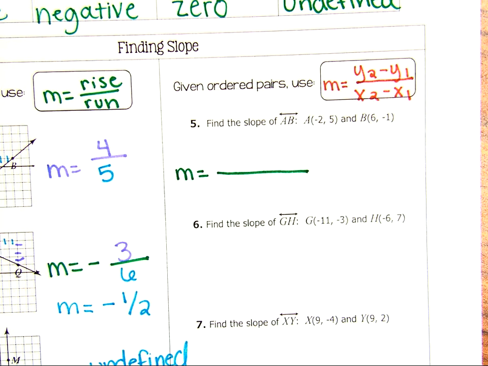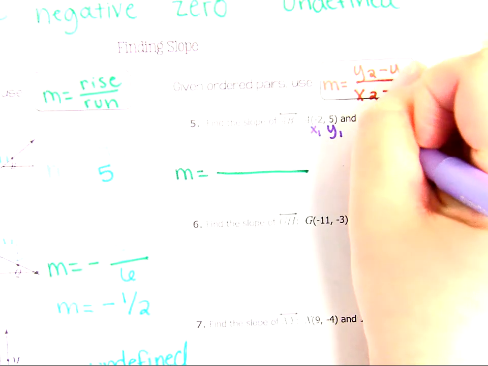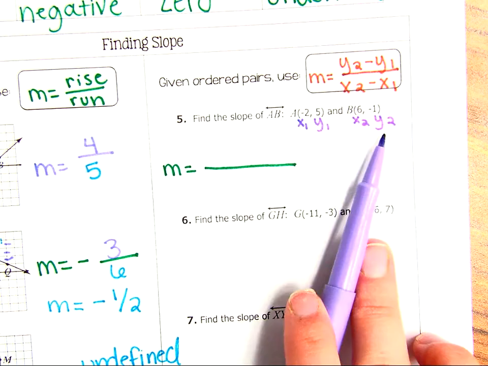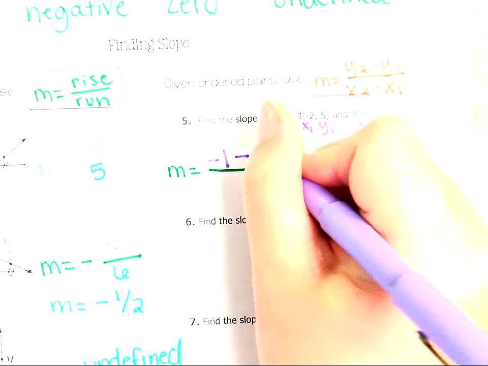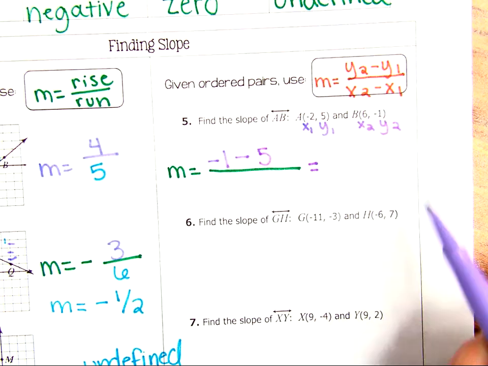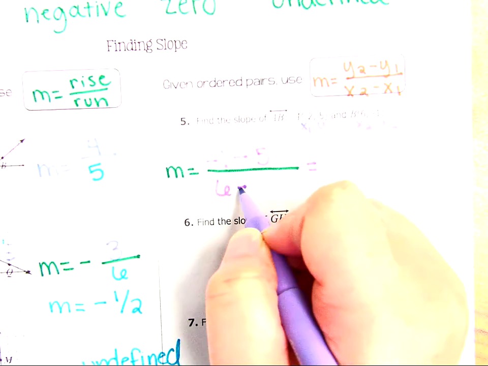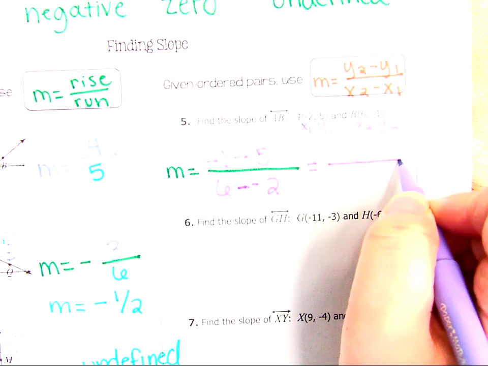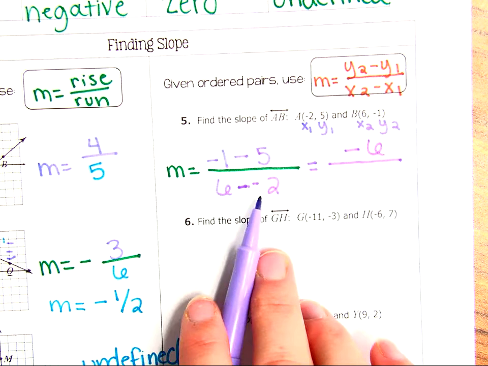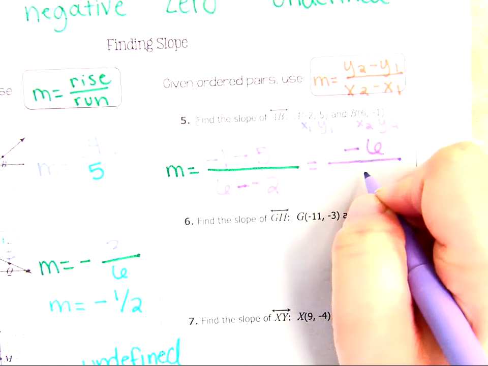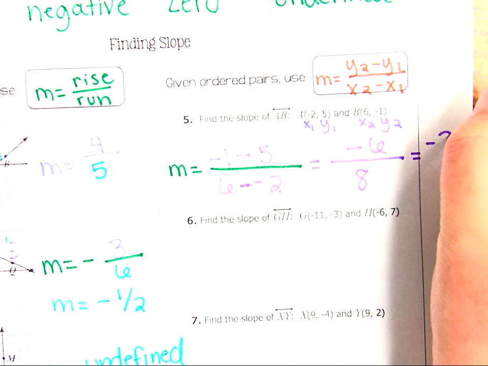now you need to remember that this is x1, y1, x2, y2. So I'm supposed to do y2, which is negative 1, minus y1, which is 5, all over x2, which is 6, minus x1, which is minus a negative 2. Negative 1 minus 5 is negative 6. 6 minus negative 2 is 8. I can simplify that to be negative 3/4.